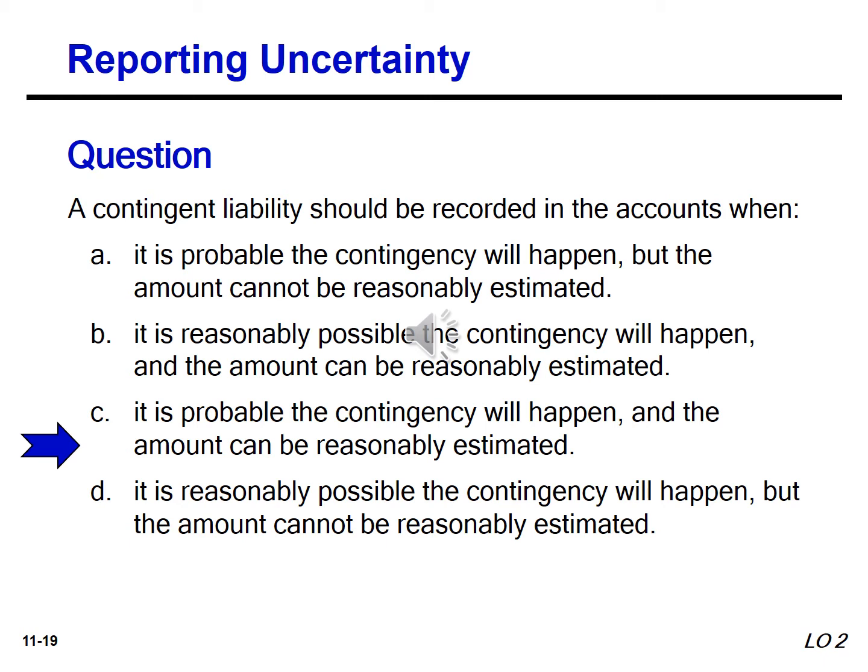Obviously, the correct answer in this case is C. Only if the contingent liability is probable in its occurrence and the amount can be reasonably estimated, only then we are going to record the contingent liability.